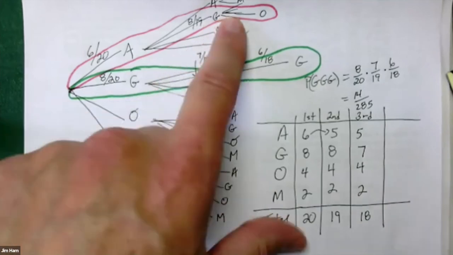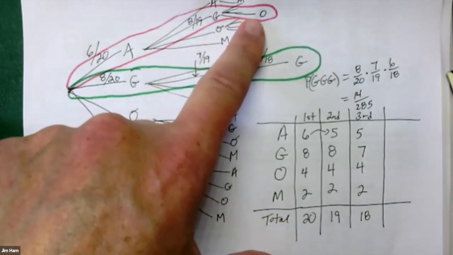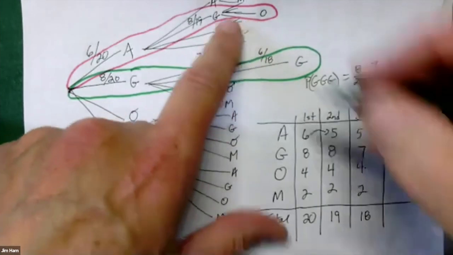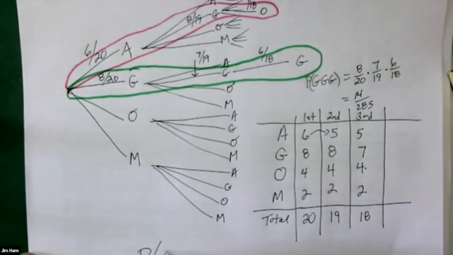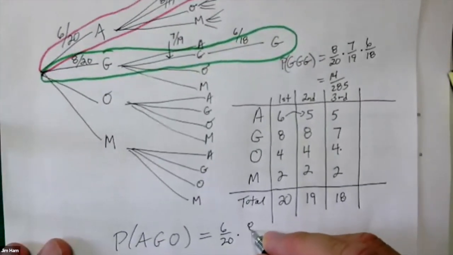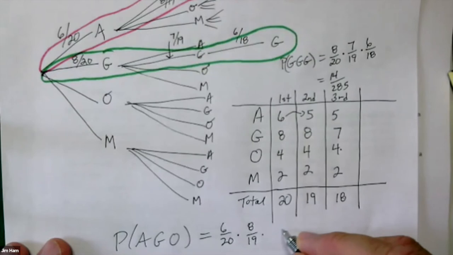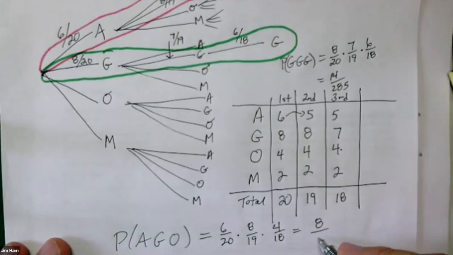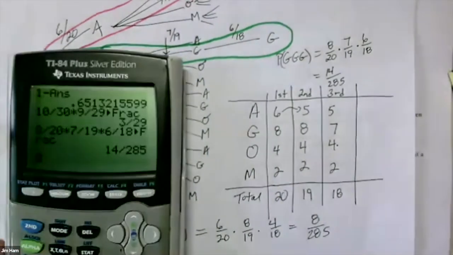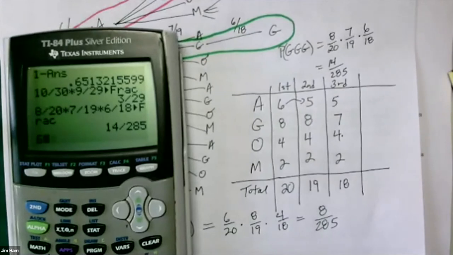And then finally, the O branch here. In our third selection, we have 4 orange juices out of the 18. And so the probability of A and G and O in that order would be 6/20 times 8/19 times 4/18. And I'm sure that gives you 8 over 285, because that's what everybody got. And there it is.